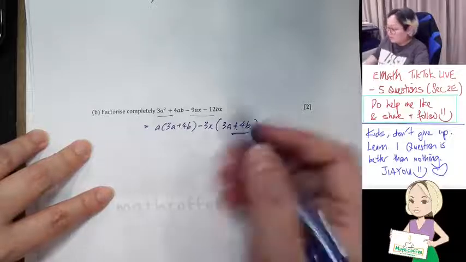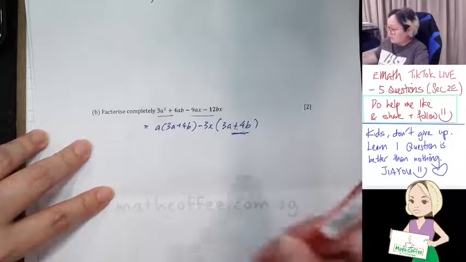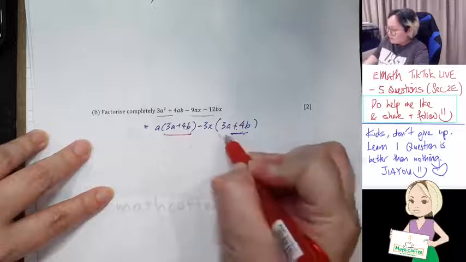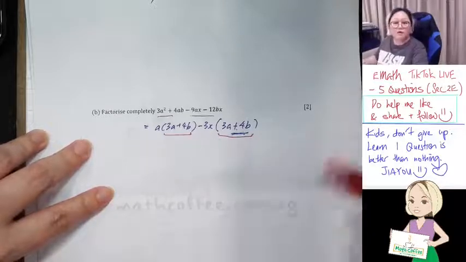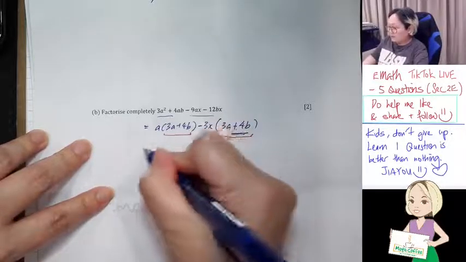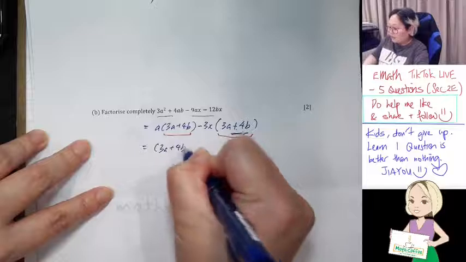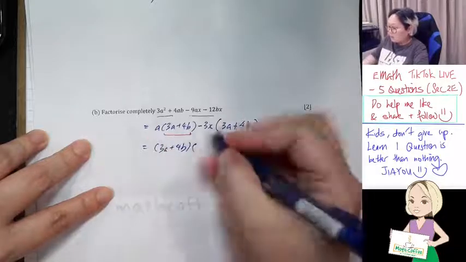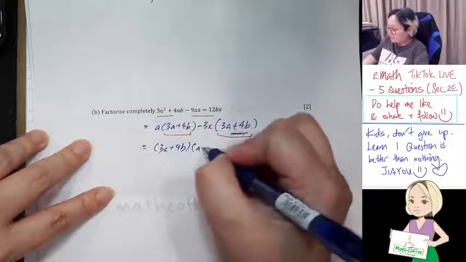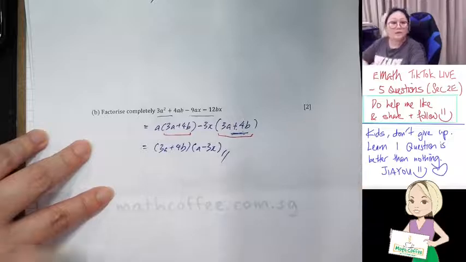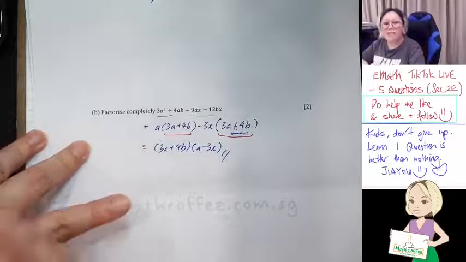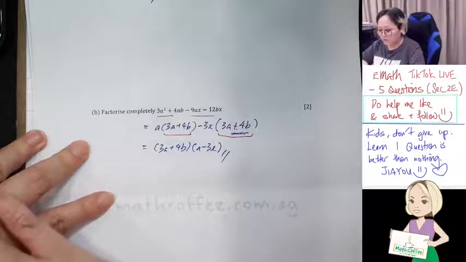Okay, yes. And then after that, do you see that there's a common factor? It's just that your common factor is a bracket. So I shall take out the common factor, 3a plus 4b. I will be left with a minus 3x. And we are done. This is factorization by grouping terms. Okay?